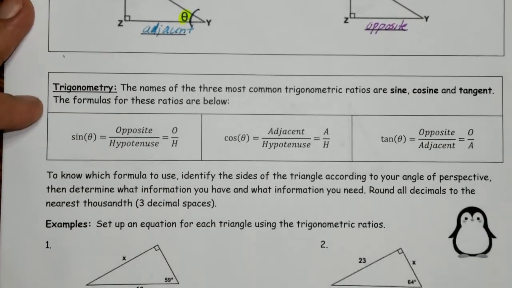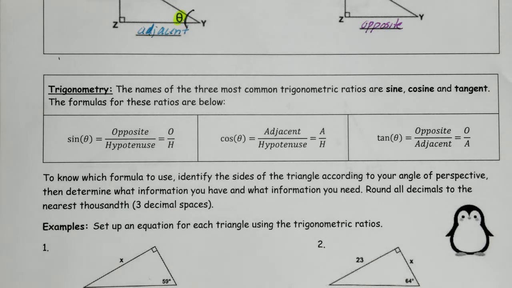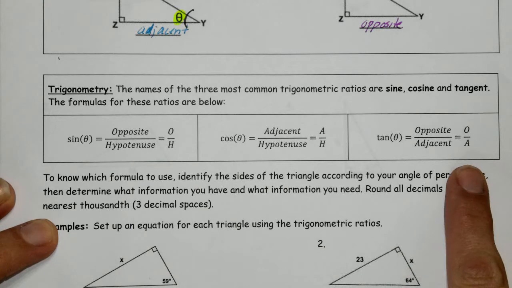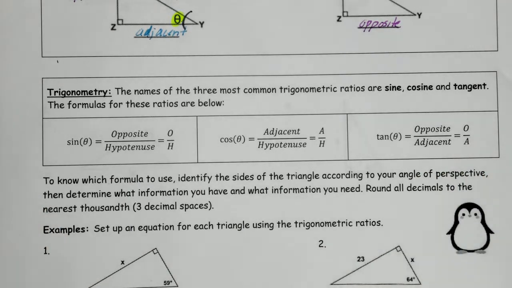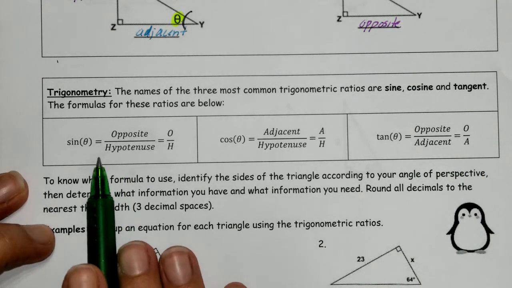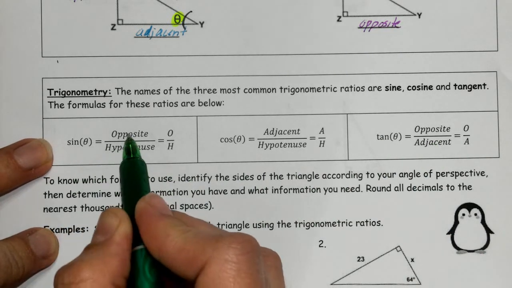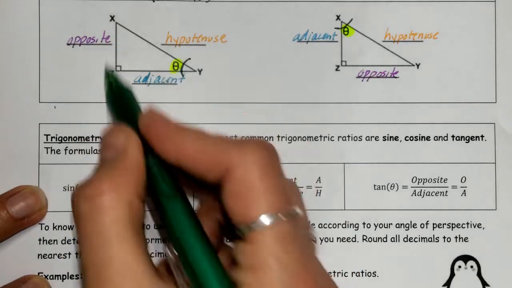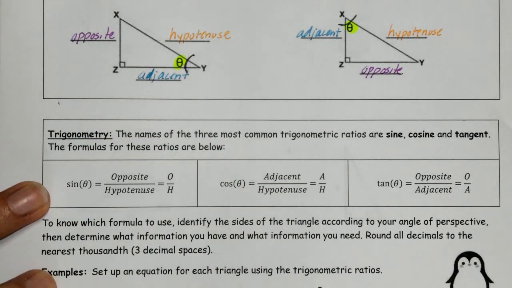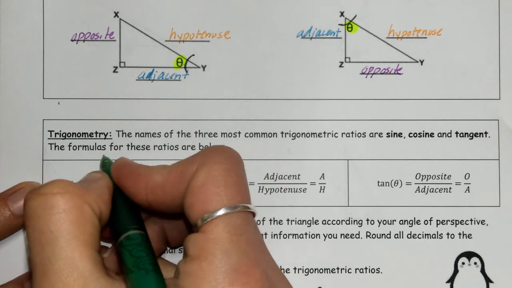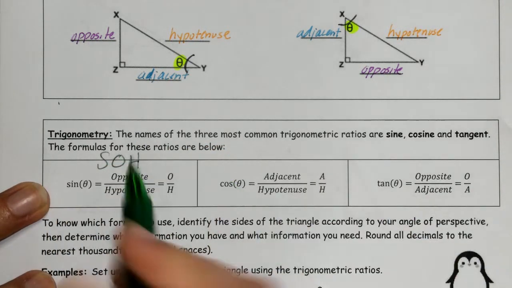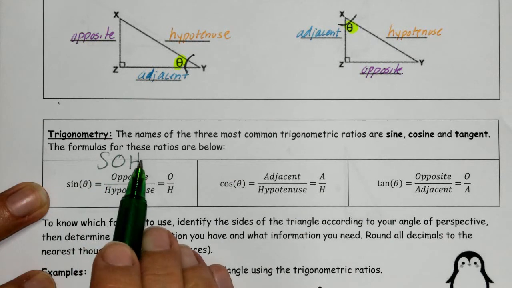So let's take a look at trigonometry. The names of the 3 most common trigonometric ratios are sine, cosine, and tangent, and we do have abbreviations for them. These are your formulas down here. There is a term called Sohcahtoa that helps us remember them. The sine of your angle is opposite over hypotenuse. So, S-O-H, meaning the sine is your opposite over your hypotenuse.